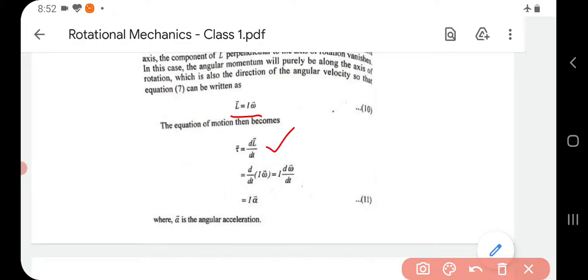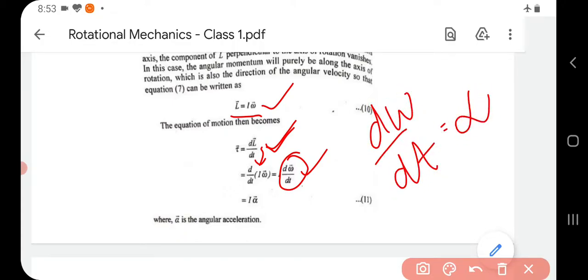Now we have derived one equation of motion of a rigid body. What is it? dL by dt equals torque, right? So just write that. Then this can be written as d by dt of I omega, since L is equal to I omega. Then I take I outside, then d omega by dt, which we have already discussed. It is the rate of change of angular velocity with time, which is angular acceleration alpha. So we get one more expression, I alpha. Tau equals I alpha. One more relation you obtained.